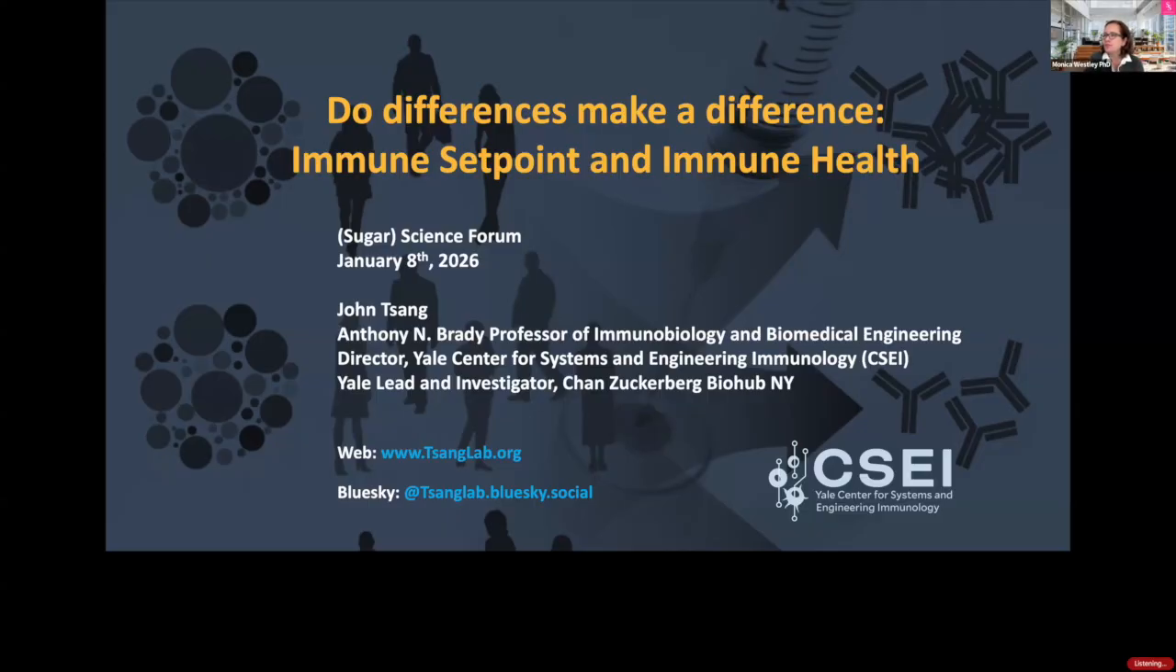John is a systems immunologist, a computational biologist, and an engineer who serves as the Anthony N. Brady Professor of Immunobiology and Biomedical Engineering at Yale, a Chan Zuckerberg Biohub investigator, the Yale lead of the CZ Biohub New York, and the founding director of Yale's Center for Systems and Engineering Immunology. Trained at Harvard, PhD in biophysics, and University of Waterloo, he investigates why human immune responses vary widely across individuals using machine learning, quantitative modeling, high-dimensional immune monitoring, and experimental systems. His group aims to develop predictive immune cell engineering tools to sense tissue states and enable early disease detection.